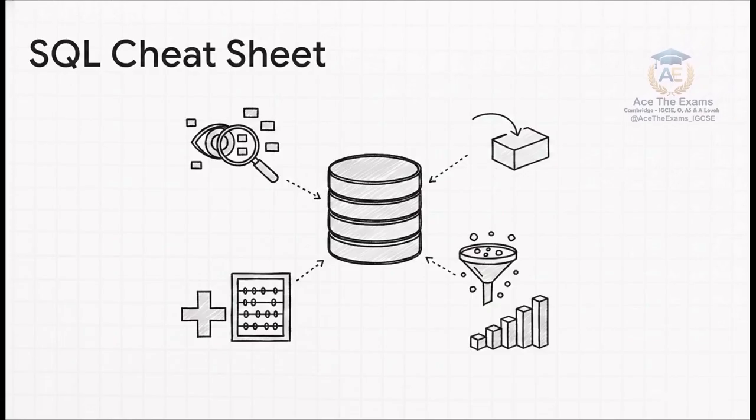Select tells the database exactly what fields or columns you want to show in your output. From dictates which specific table you are pulling the data from. Where is your condition or filter? It's how you isolate specific records. Sum is a mathematical function for adding up numeric values within a field. And order by is used for sorting the final results either in ascending or descending alphabetical or numerical order. If you deeply understand these 5 commands, you can decipher almost any IGCSE database query they throw at you.